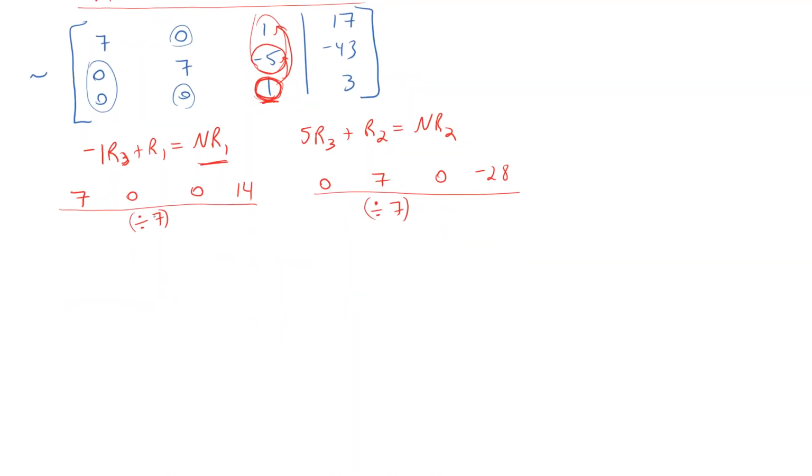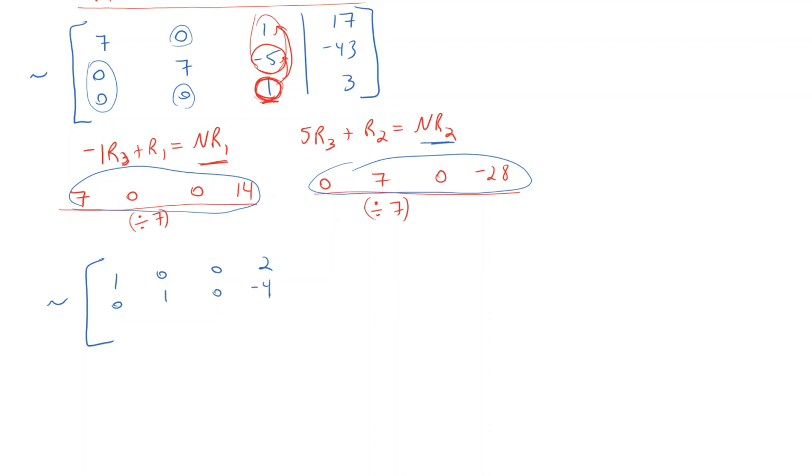So my new row 1 is this stuff divided by 7. So that's 1, 0, 0, 2. My new row 2 is right here, this stuff divided by 7, so 0, 1, 0, negative 4. And row 3 never changed. I don't have a new row 3, so I just copy 0, 0, 1, 3.